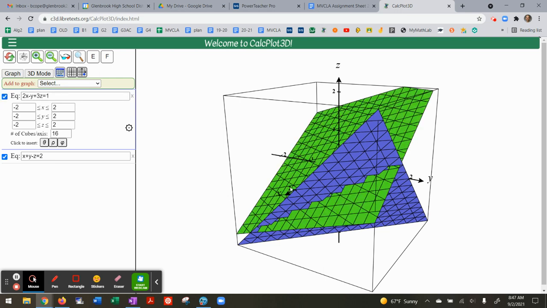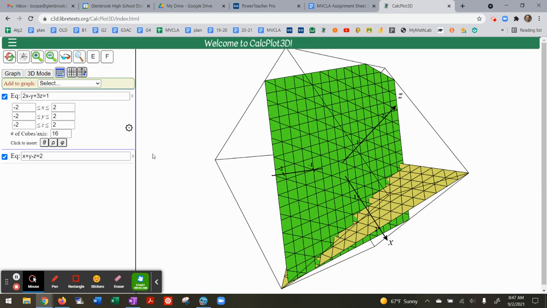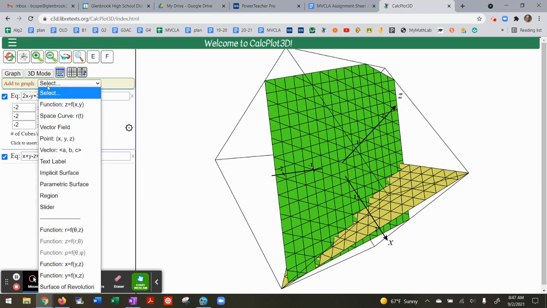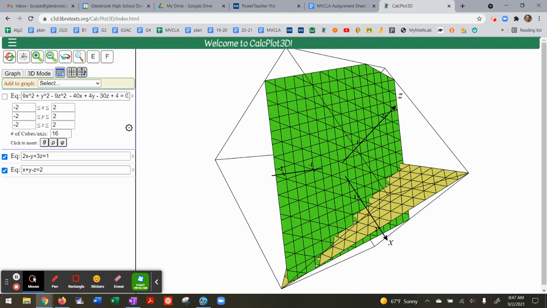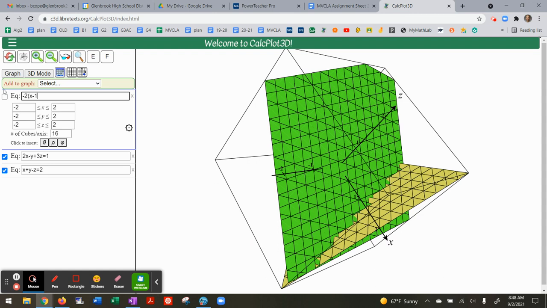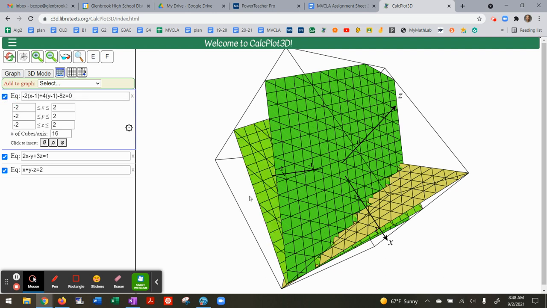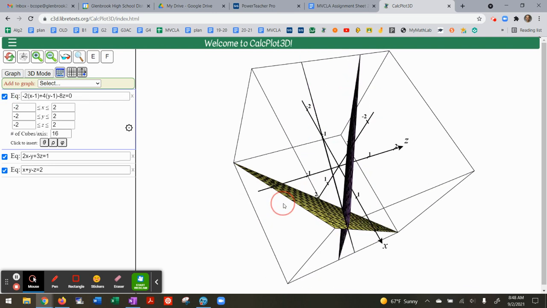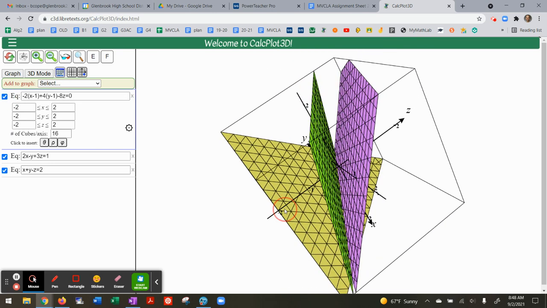There's the second plane. So we're going to need our new plane to go through the line of intersection of those 2 planes. Okay. So our plane was -2 times x minus 1, plus 4 times y minus 1, minus 8z equals 0. It goes through the line of intersection.